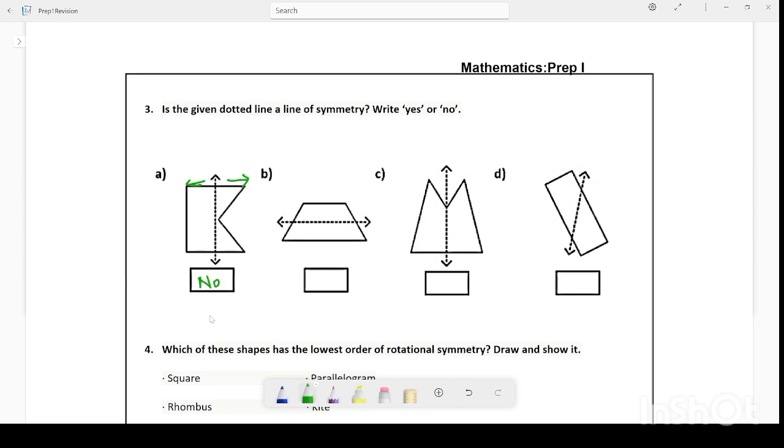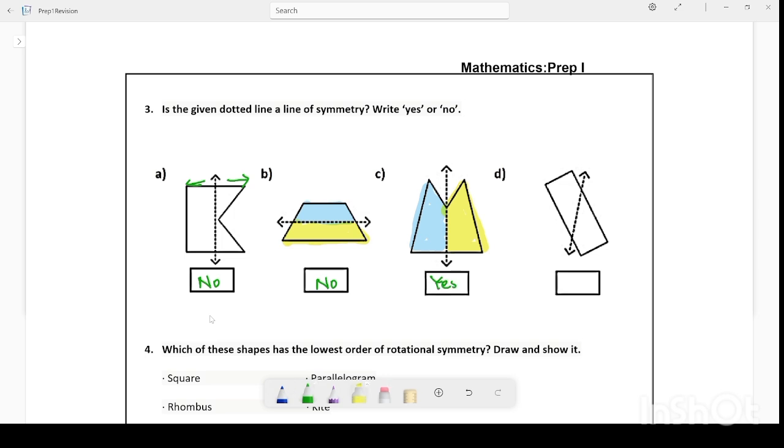Similarly, if we look at the above shape and below shape, the below shape is expanding and the above shape is smaller. So these are not the same shapes, and that's why we say no, this is not a line of symmetry. But if we look at this shape here in part C, the left hand side shape is exactly the same as the right hand side shape. So these shapes are the same, and that's why this is a line of symmetry.